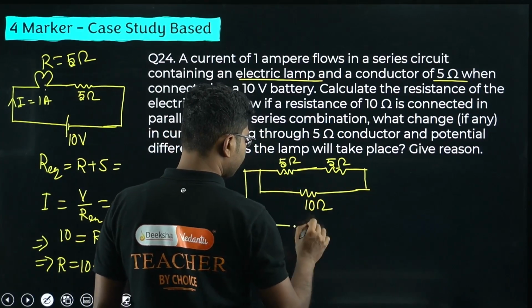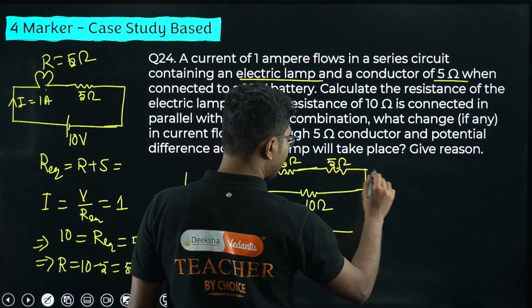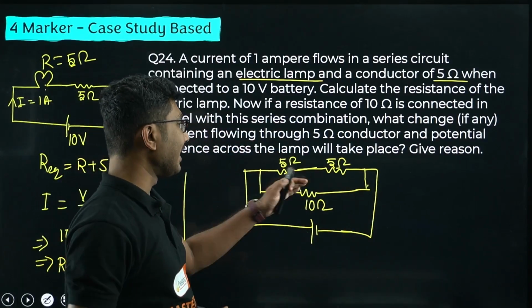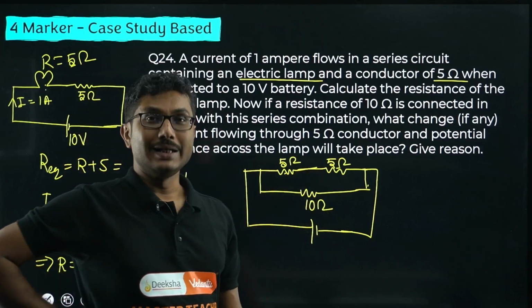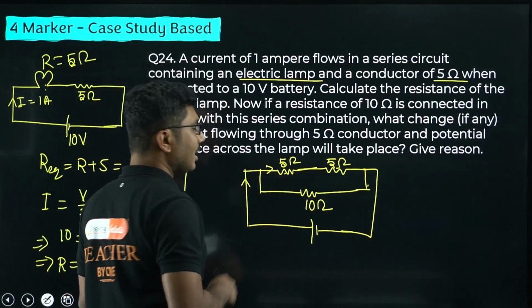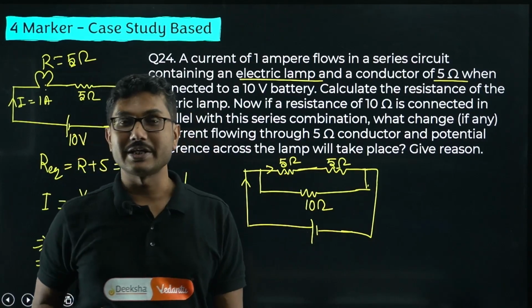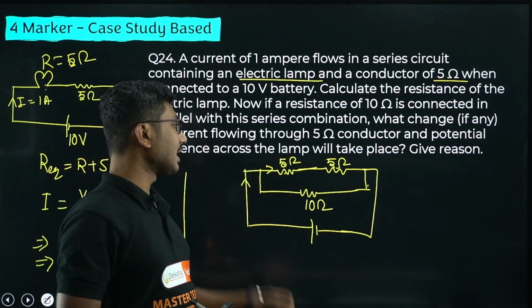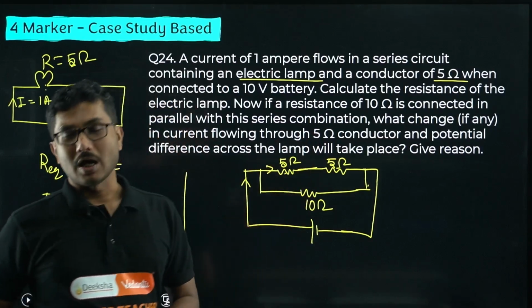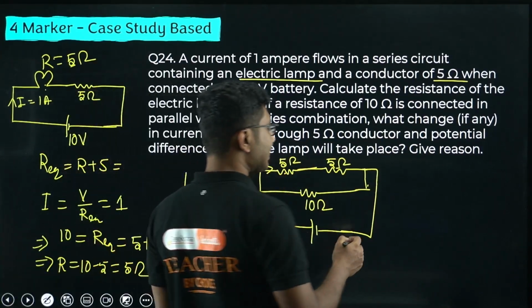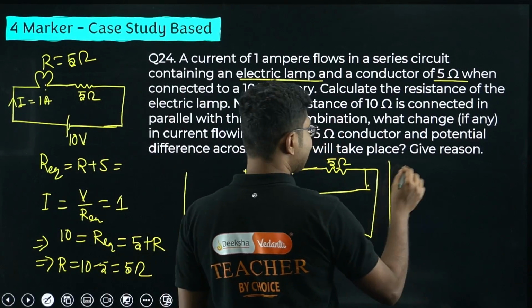Okay, now what will happen? First of all, as you have added the parallel combination, the current through both components will decrease. Current through this will decrease, total current will change, the effective resistance will change. Because of the change in effective resistance, the current will change, and because the current will change, the potential difference might change. That you have to calculate. You have to calculate how the resistance is changing. So first, what is the equivalent resistance?